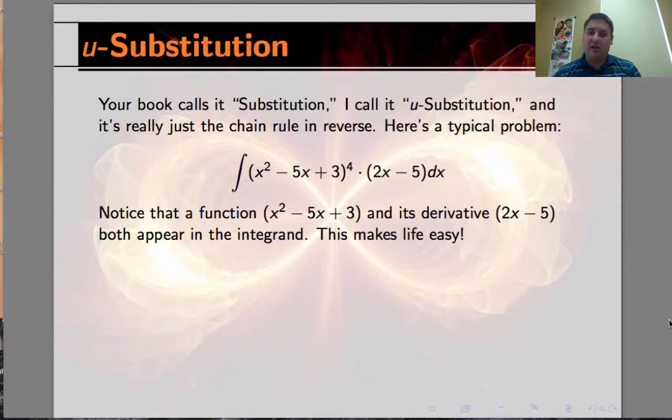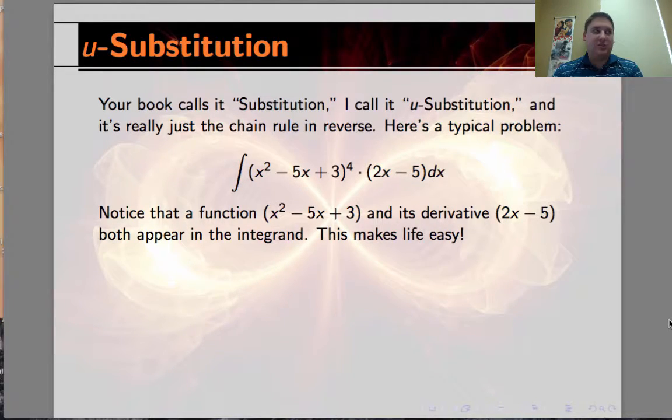What you should notice here is we have something really nice going on. The first function that's in parentheses there, that x squared minus 5x plus 3, is pretty nice. The thing that's in the other set of parentheses, the 2x minus 5, you'll notice that that is the derivative of x squared minus 5x plus 3.